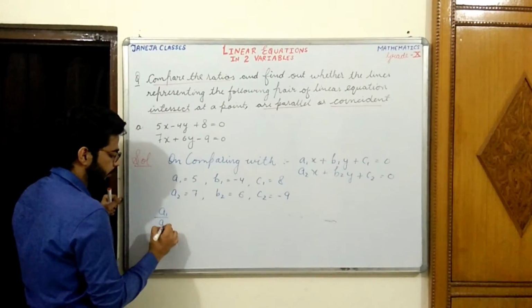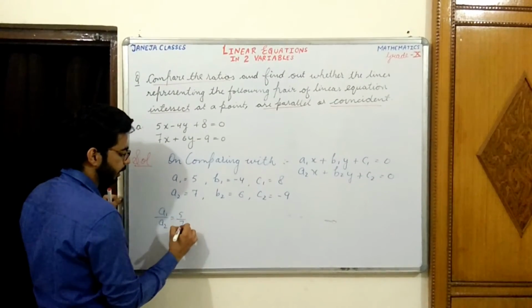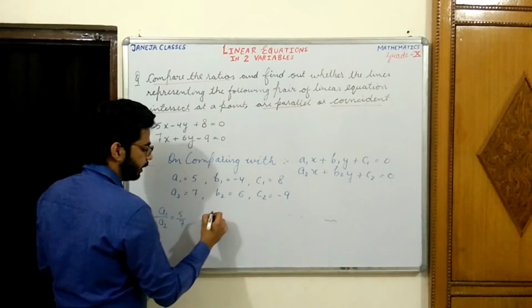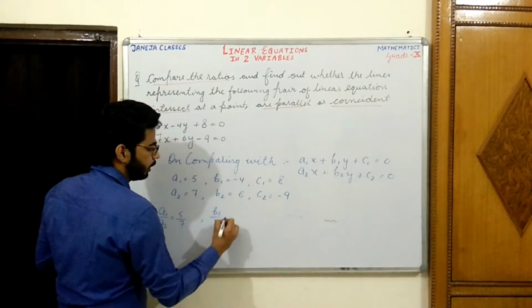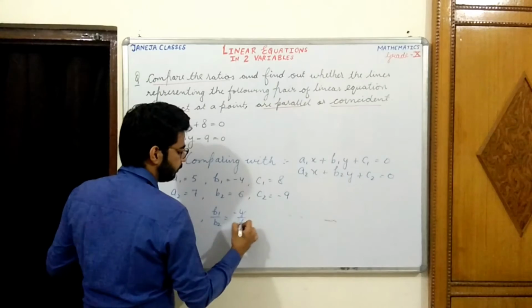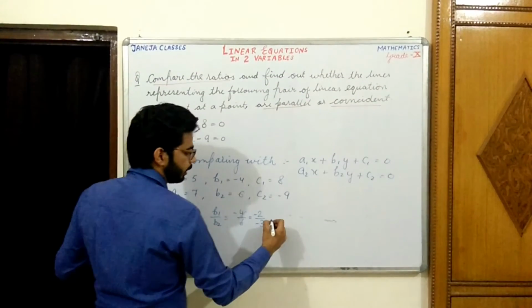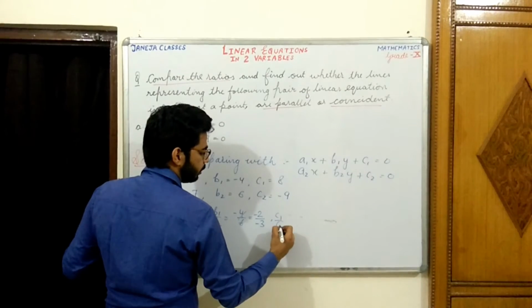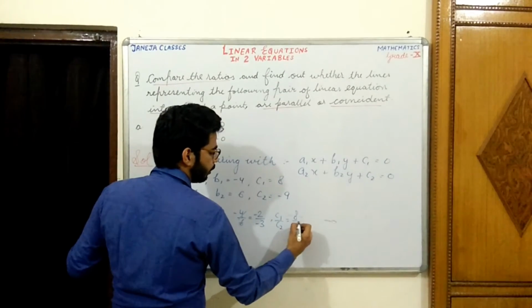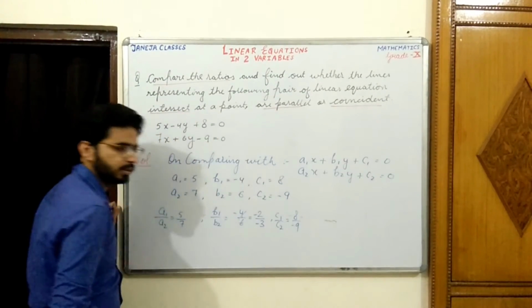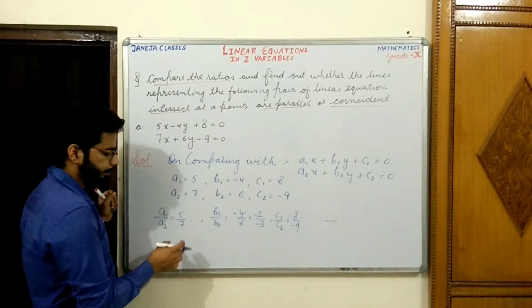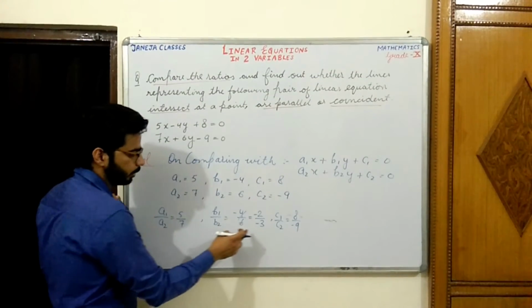Let us calculate a1 upon a2. It is 5 upon 7. Let us calculate b1 upon b2. It is minus 4 by 6. It can be cancelled by 2, and will be equal to minus 2 by 3. Here c1 upon c2 will be equal to 8 upon minus 9. It is not cancelable. Now see here the first two ratios.